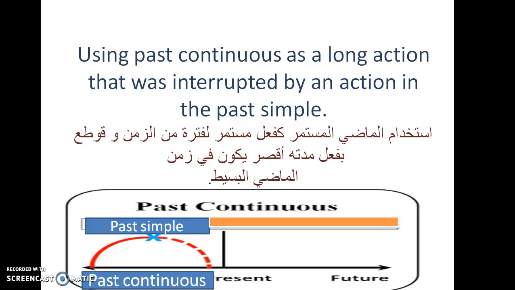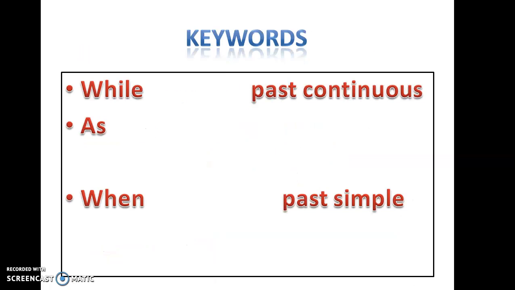Today we will talk about a use of past continuous, which is to use it as a long action that was interrupted with a short action using past simple. So the long action with past continuous and the short action with past simple. We have some keywords for this use: while and as for past continuous, and when for past simple.